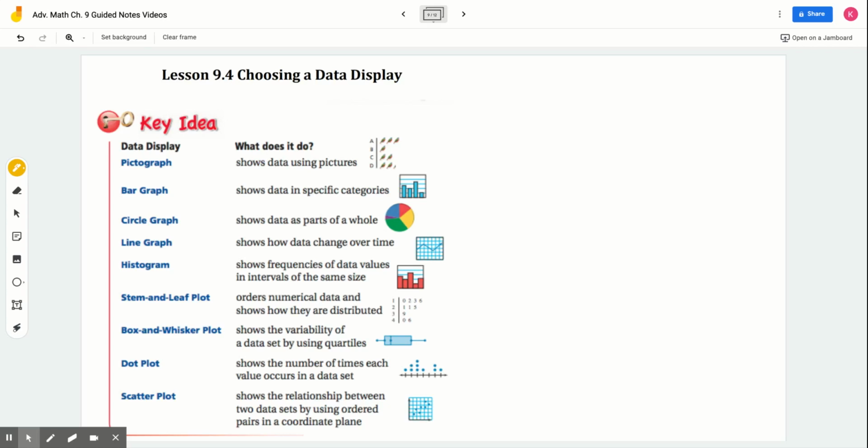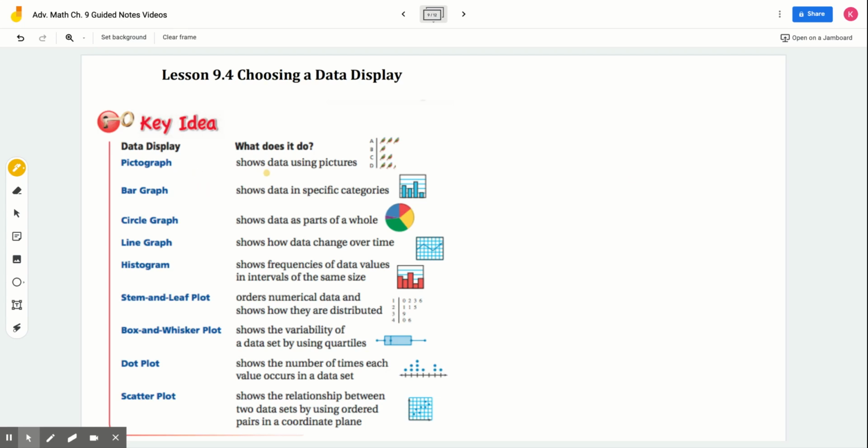Today we're going to be talking about lesson 9.4 in advanced math, which is choosing a data display. So a data display is a graph or a picture that helps us understand the information that we're given. So here you can see the list of data displays. At some point, you've probably seen all of these different displays.